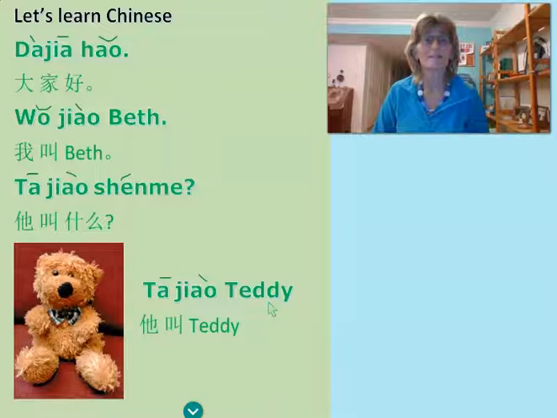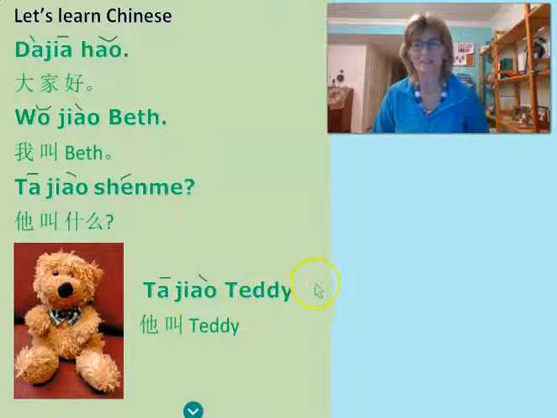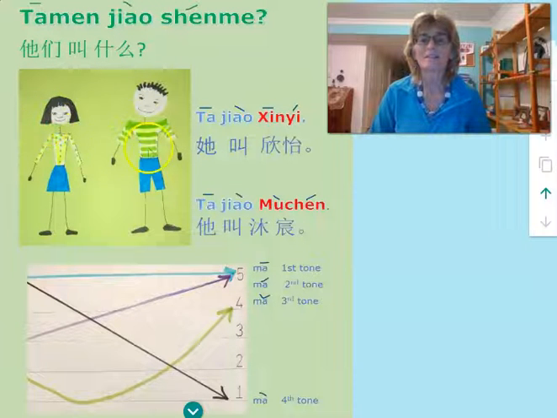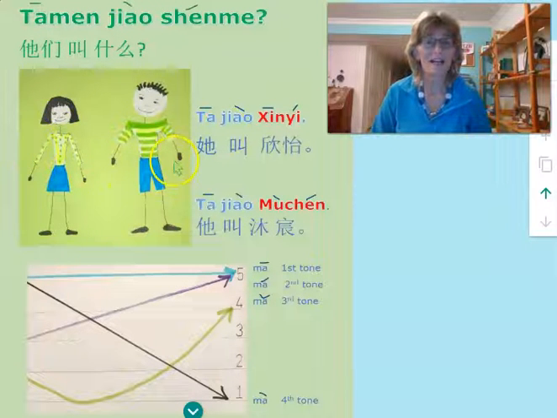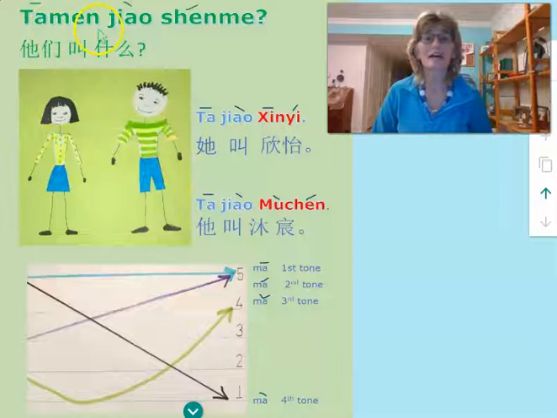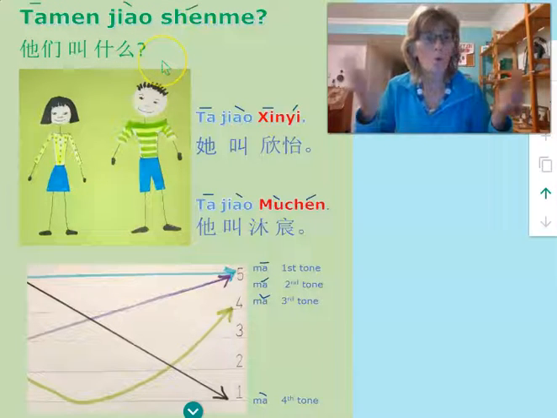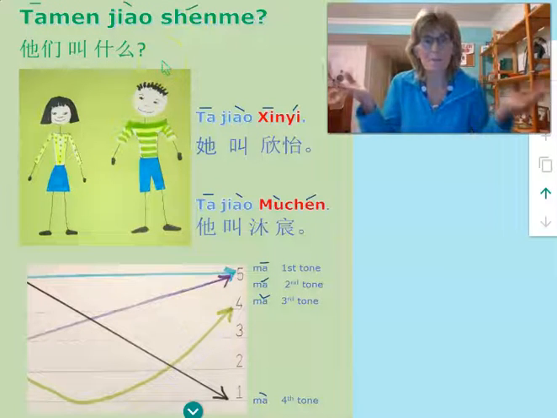他叫Teddy. Okay. 他们, they, 他们叫什么? Literally, they call what? What are they called? 什么?